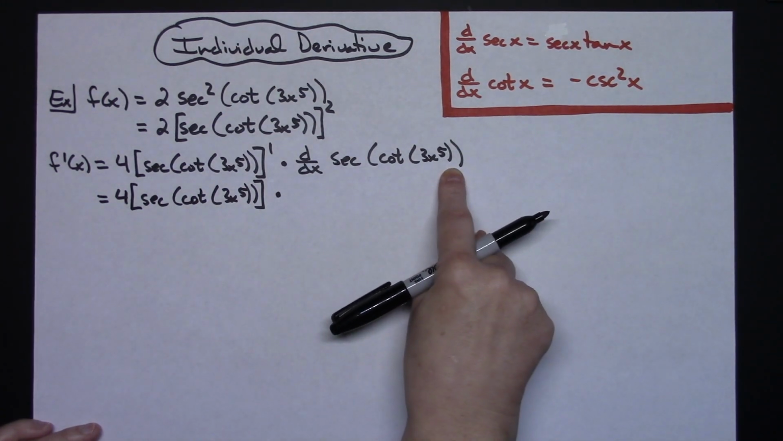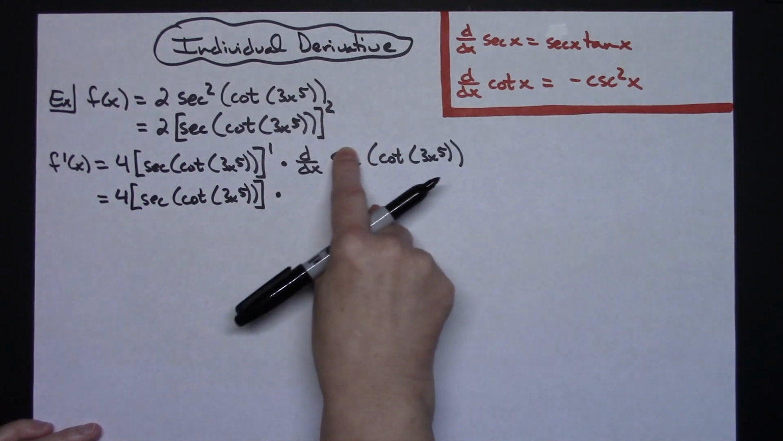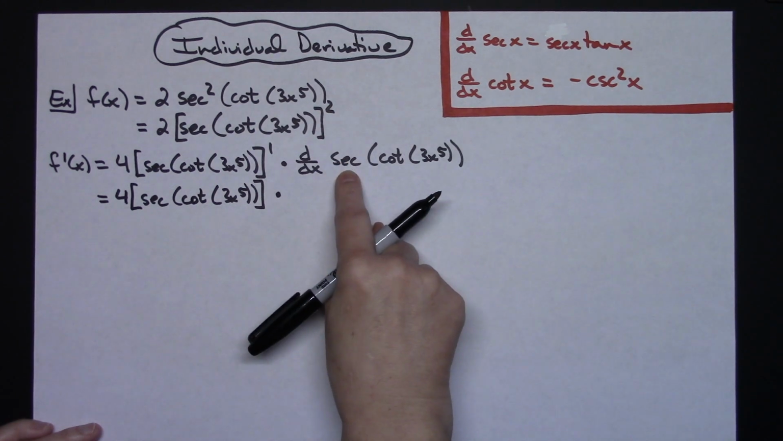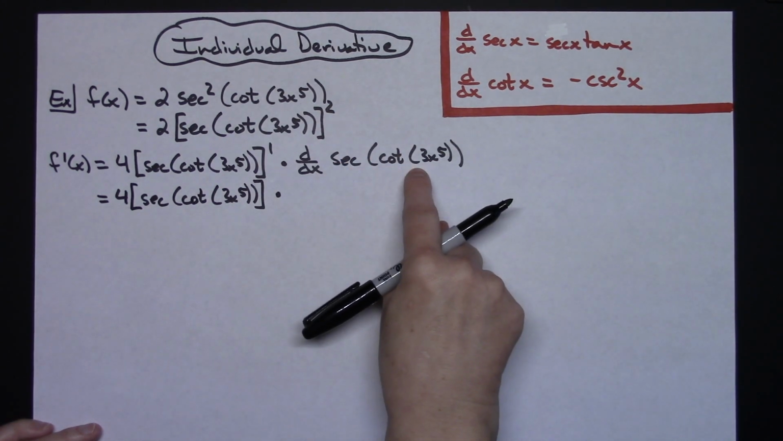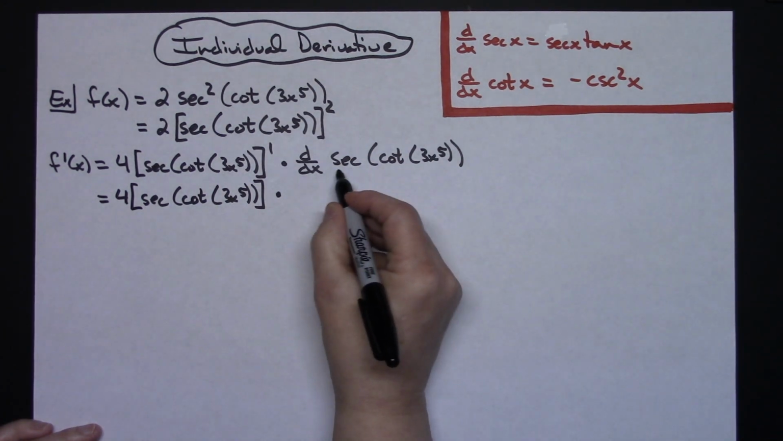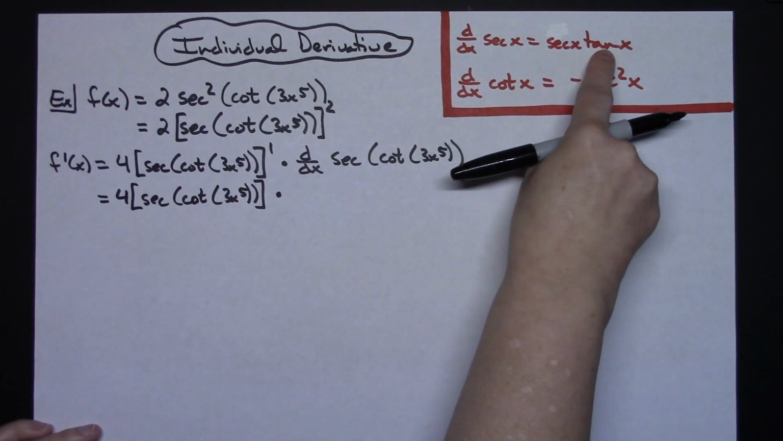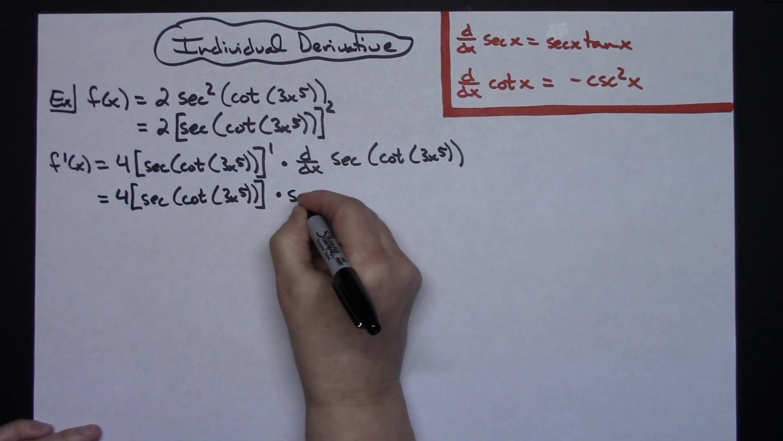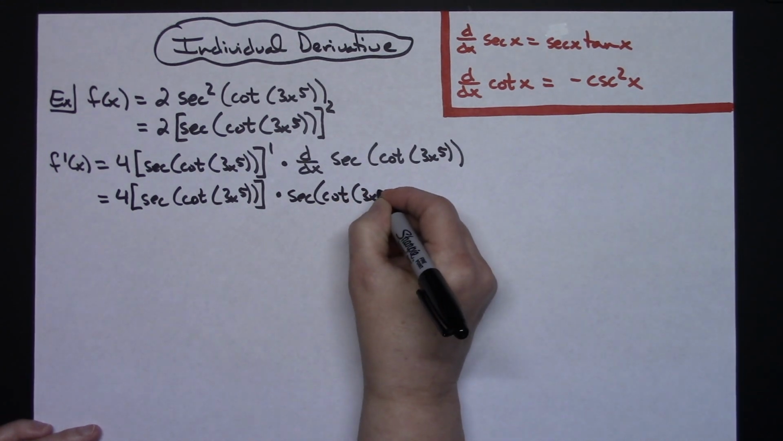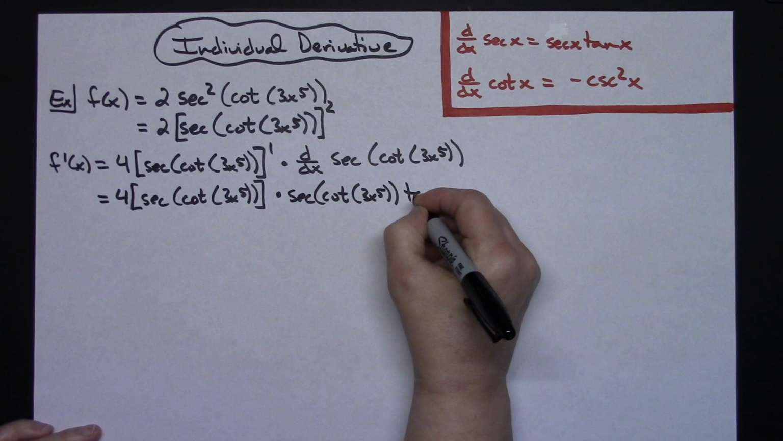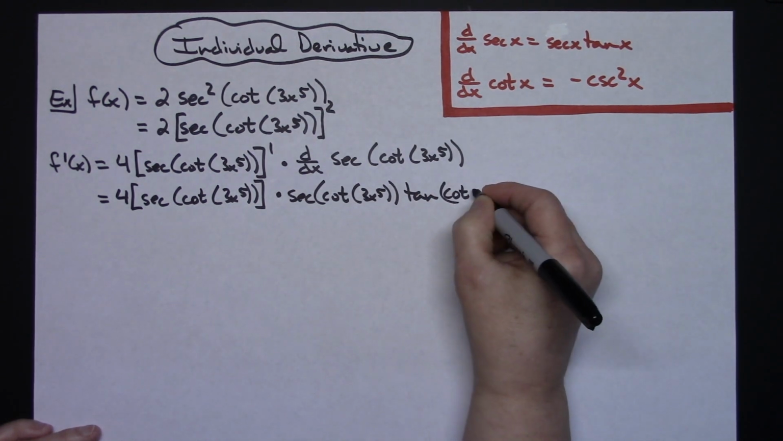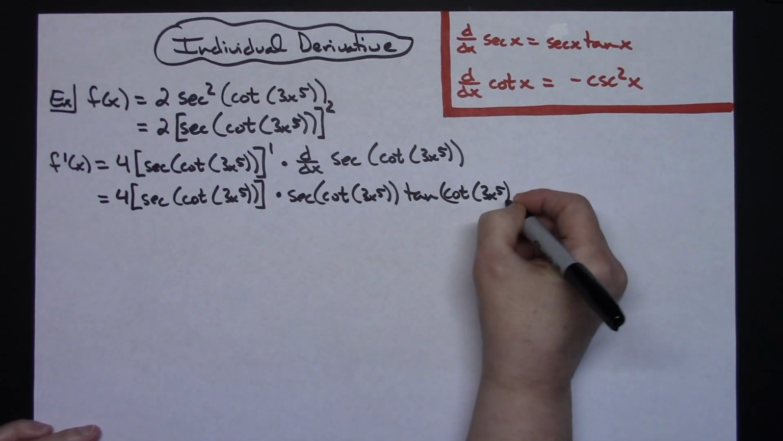Here, again, hopefully you can see that secant is the outside function and the inside function is everything here. So we take the derivative of the outside function, we leave the inside function alone, and then multiply by the derivative of that inside function. So derivative of secant is going to be secant tangent. So I'm going to have a secant cotangent 3x to the 5th, and then tangent of cotangent of 3x to the 5th.